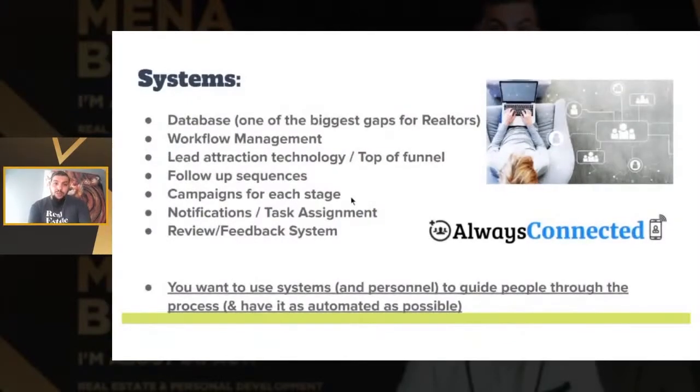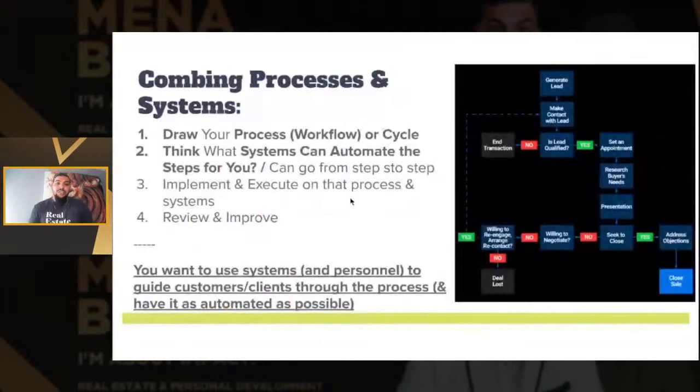But first you want to start with your process, then your system. So how do you combine the two? The first thing you want to do is draw out your process or your workflow. Okay. You want to draw out your process. Then the second step is think about what systems can automate each step for you. So if you need to generate leads, is there a tool or a system that can do that for me? I need to make a contact with a lead after it's generated.